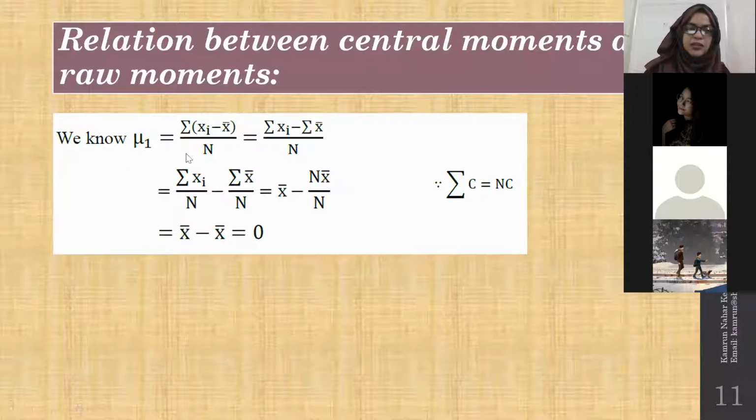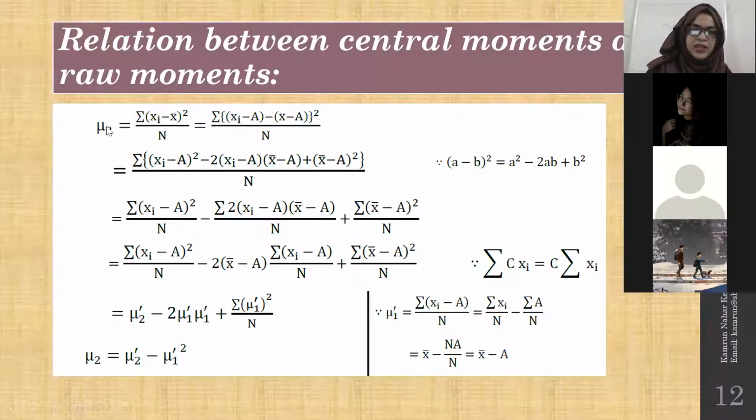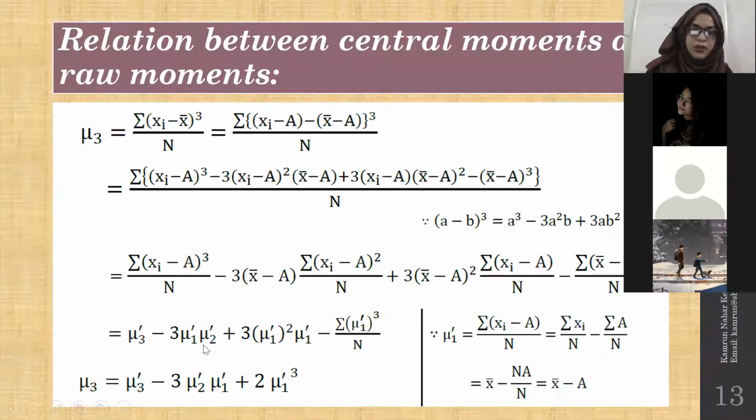First, we learned that the first central moment is 0. So we don't need to calculate the first central moment, it will always be 0. And the second central moment is equal to the second raw moment minus the first raw moment squared. For the third central moment, we found that it is equal to the third raw moment minus 3 into the second raw moment into the first raw moment plus 2 into the first raw moment cubed. So this is the case for the third central moment.